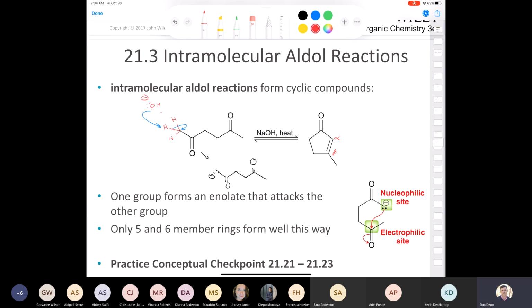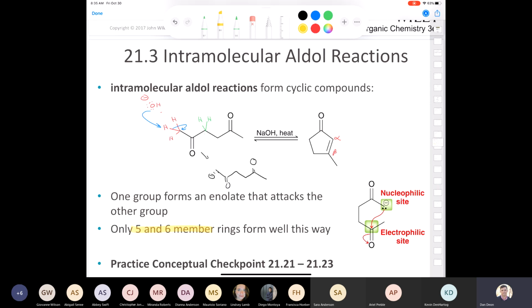Now you might be wondering, aren't there acidic protons here? Aren't these two protons acidic? Why wouldn't I rip off one of those protons and get a nucleophilic attack like that? Well, it's covered in the book. I don't have it in my slides, but it shows it in the book. The reason those green protons wouldn't be preferably removed is that you'd end up with a 3-membered ring, which would be really strained because you'd have a 3-membered ring with a double bond in it. So the conclusion is that only 5- and 6-membered rings are formed well this way in an intramolecular aldol reaction.